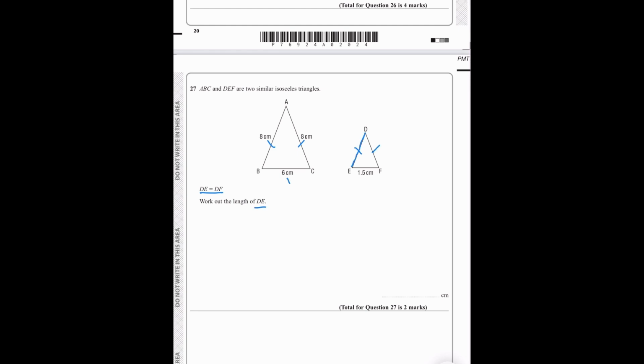So what has happened here? So this has been divided, hasn't it? So 6 divided by what gives me 1.5, or 6 divided by 1.5 gives me 4. So that has been divided by 4. So for this one, 8 divided by 4 gives me 2. So the length of DE is 2 centimetres.